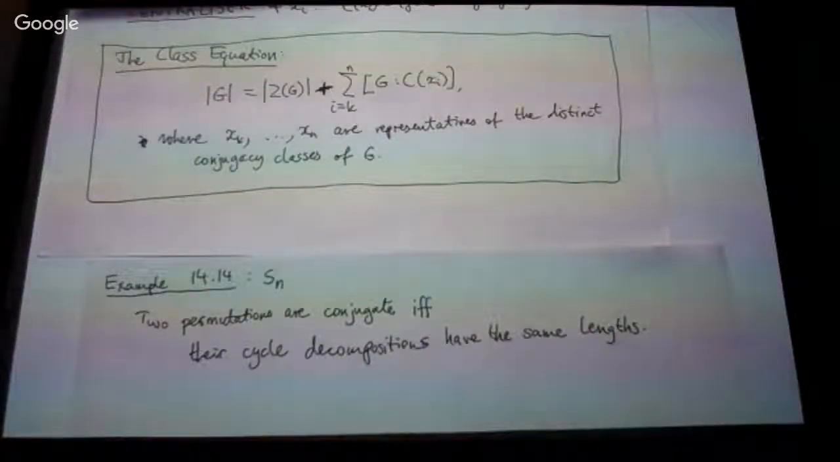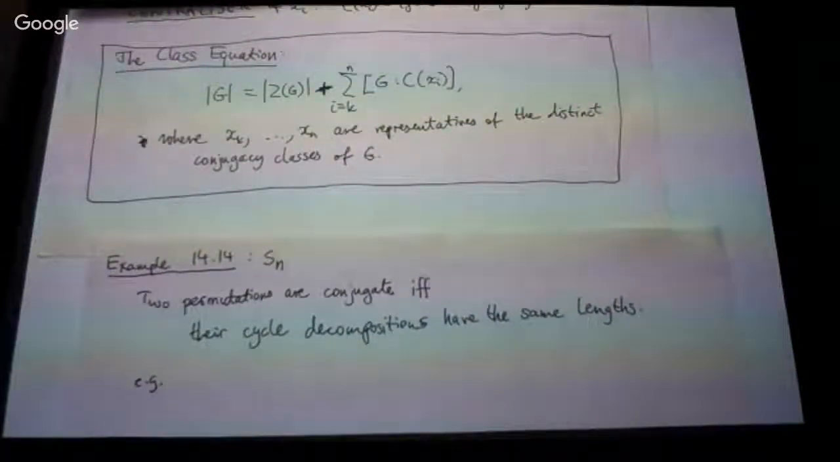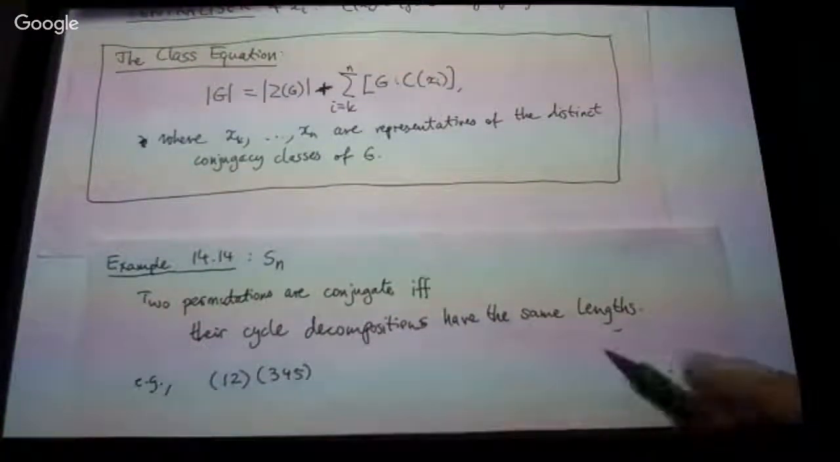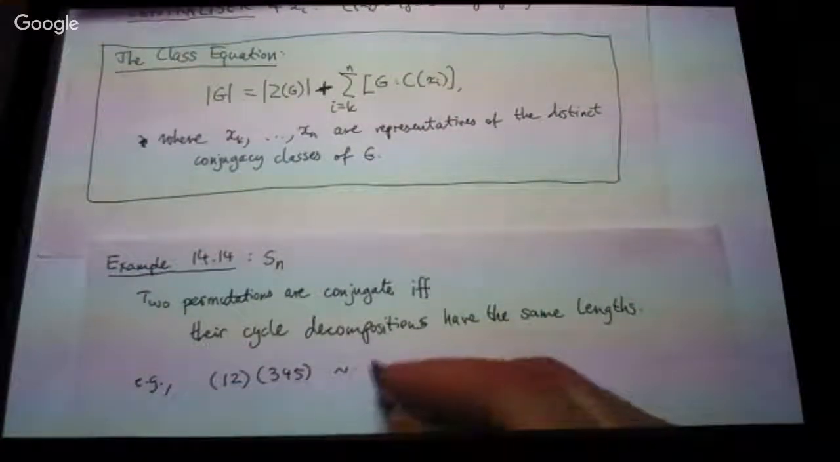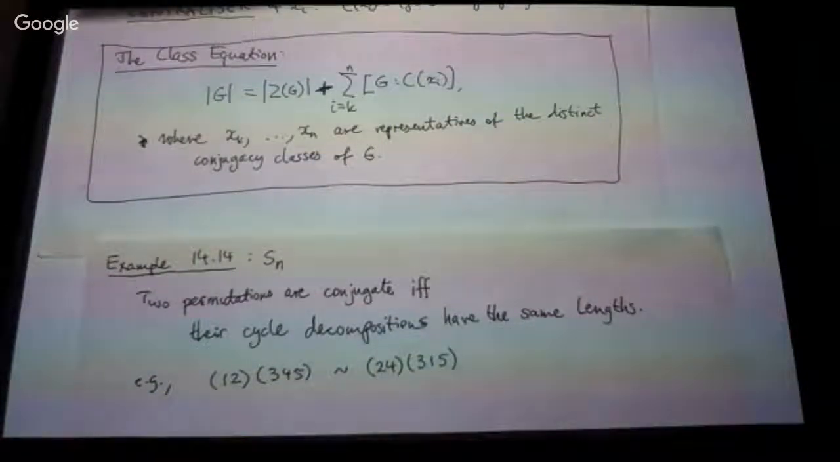So for example, when you take (1 2)(3 4 5), this is conjugate to (2 4)(3 1 5), because the cycles have length 2 and 3. It's just a matter of finding the right thing that when you apply it from one side and the inverse from the other side, you get the other one. So this is an example.